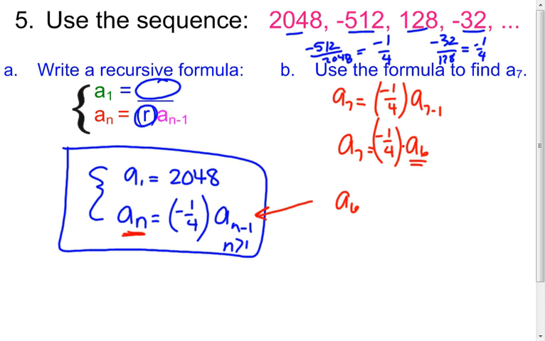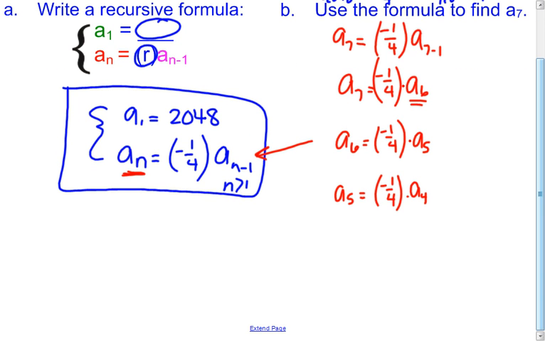So to find the 6th term, I'm going to take negative 1/4 times the one before it, which in this case is the 5th term. I have the 1st term on the list, 2nd term, 3rd term, 4th term on the list. I don't have the 5th term on the list to plug in. So to find the 5th term, I will have to take negative 1/4 times the 4th term on the list. Luckily, I have a number to plug in there.